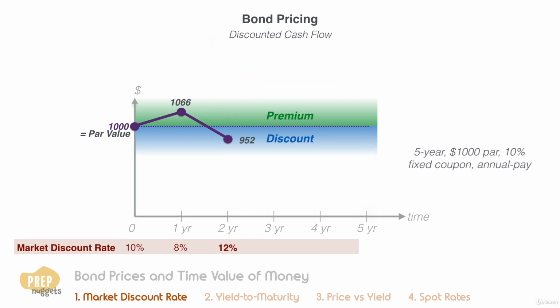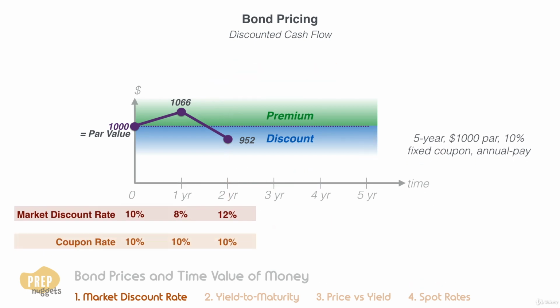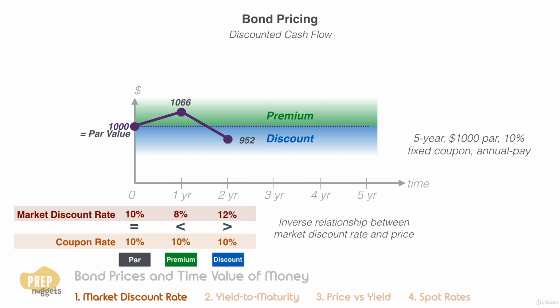Here's a summary of the relationships. When the market discount rate is equal to the coupon rate, the bond is priced at par value. When the market discount rate is less than the coupon rate, the bond is priced at a premium above par value. When the market discount rate is greater than the coupon rate, the bond is priced at a discount below par value. This means that there's an inverse relationship between the market discount rate and the price of the bond.